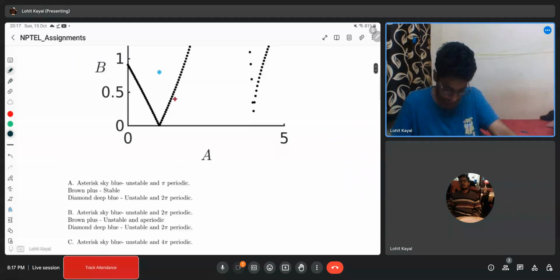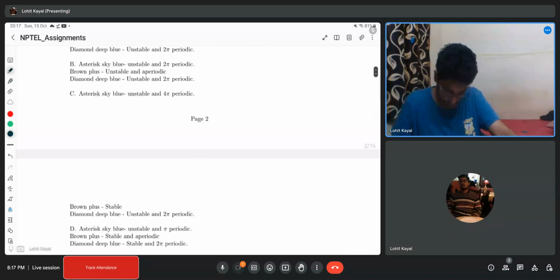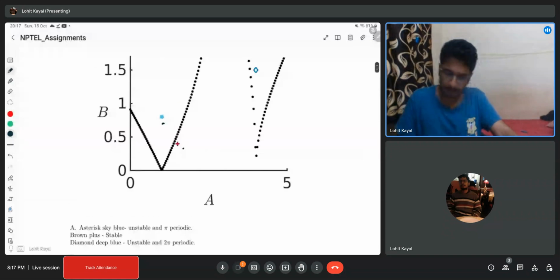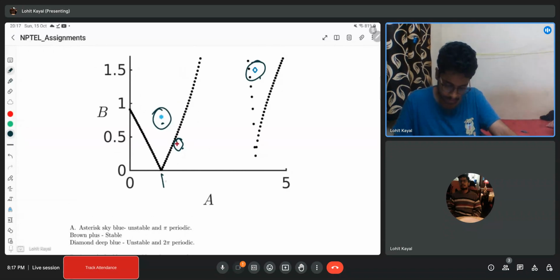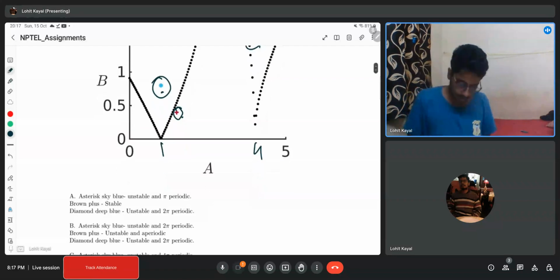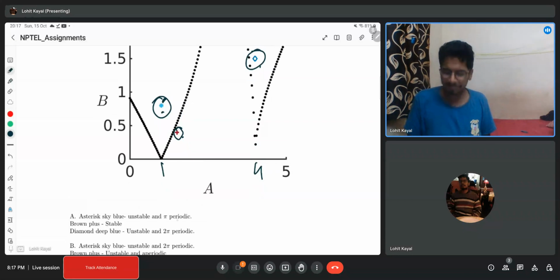Consider the following stability chart for the Mathieu equation of this kind and select the correct option. So there are 3 points: one inside the subharmonic term, one in the stable region, and one inside the harmonic term. So this is 1, this is 4, right? The question is, the asterisk sky blue symbol is unstable and pi periodic.